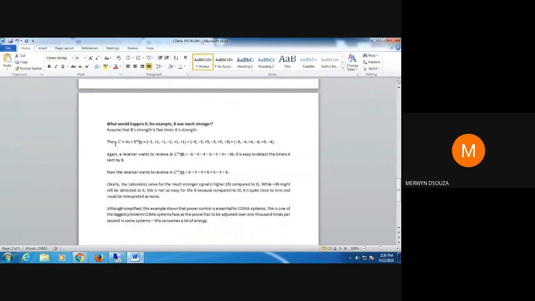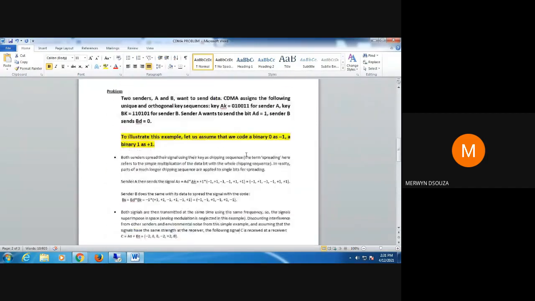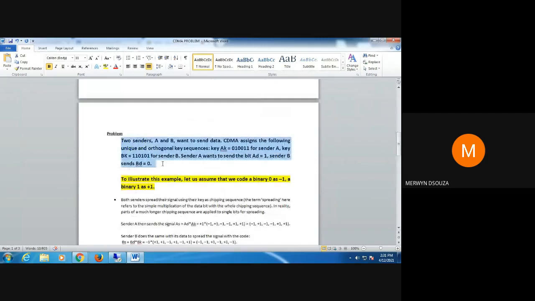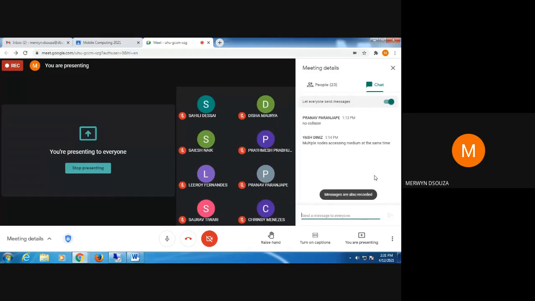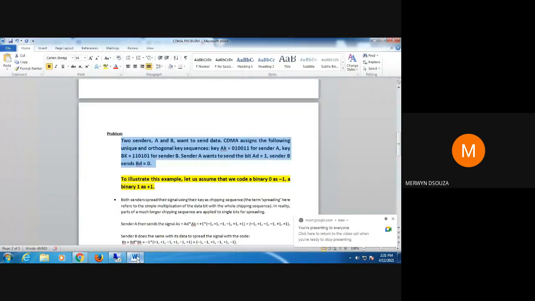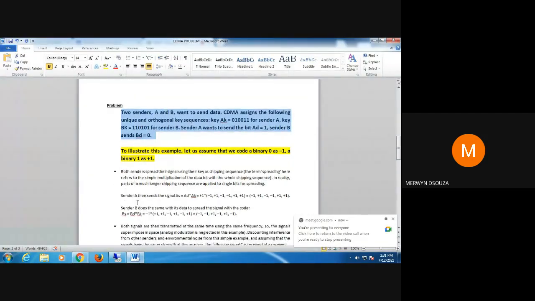So the question arises: what would happen when we were discussing this problem if station B's data or station B's signal was stronger than station A's? What do you all think would happen if station B's signal was stronger than station A's signal?